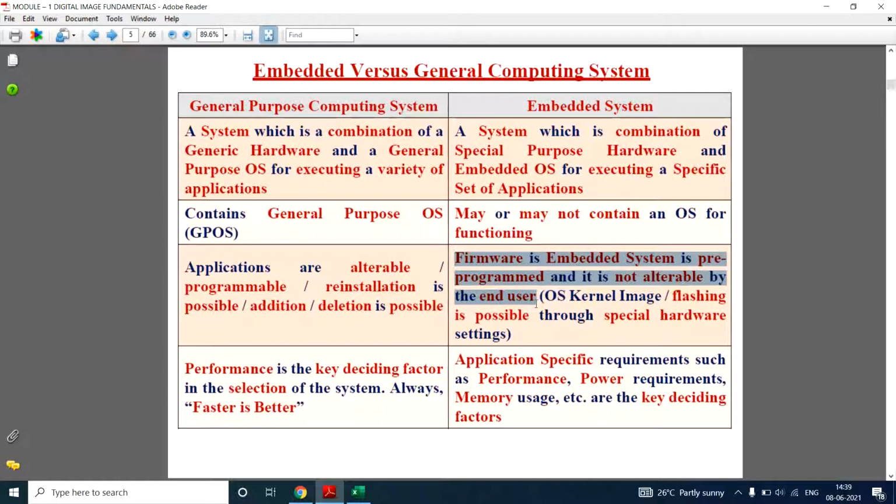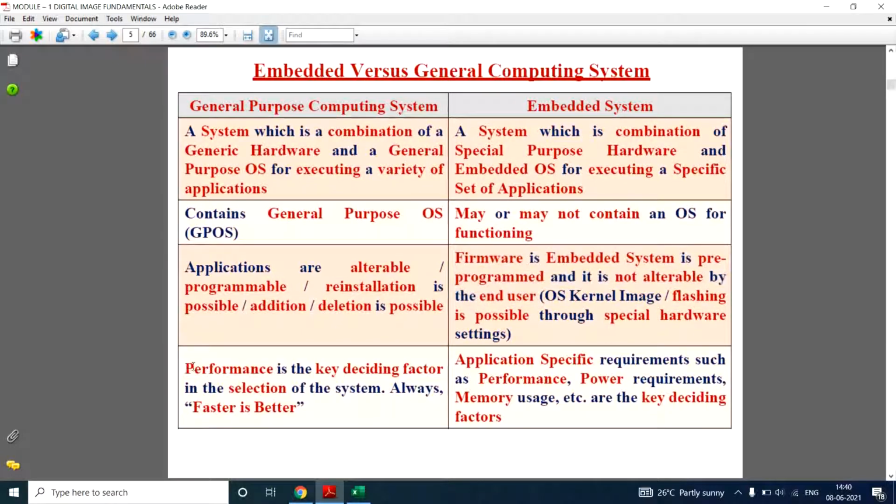For example, the washing machine and all are pre-programmed. Whatever system the washing machine uses is all pre-programmed. We cannot alter it. Correct? They are all pre-programmed and they will be used by the end user. They cannot be changed by any end user.